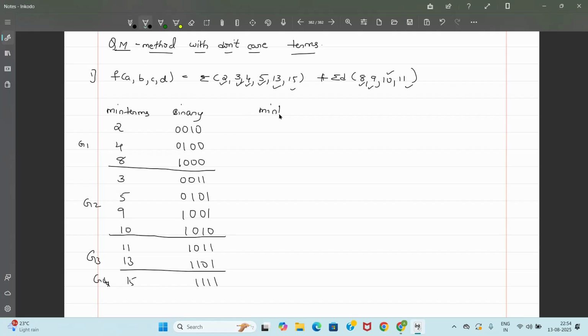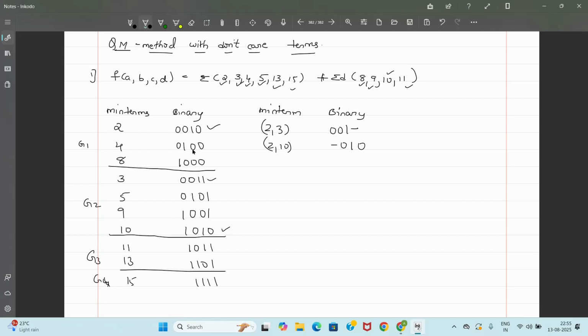Now coming to the second column, it is the same. Combine those numbers which have only one position change. So we'll compare group 1 and group 2 now. 2 and 3 can be combined, so I will get the answer 001-. So 2 and 3 done. 2 and 5 not possible. 2 and 9 is also not possible. 2 and 10 can be combined. It is -010. So 2 is done.